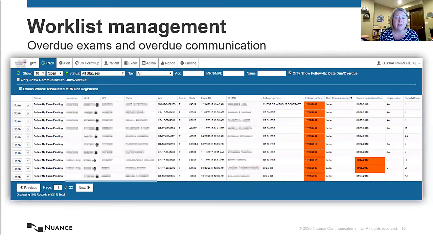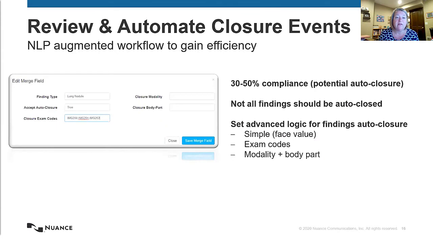So on the next slide, just to go back a second, one of the things that we do is automate the exams and close them for all of those exams that had a recommended follow-up that actually came in for the recommended follow-up exam in the time period that was recommended. So we have a lot of flexibility here.